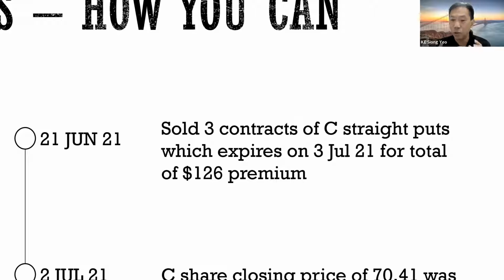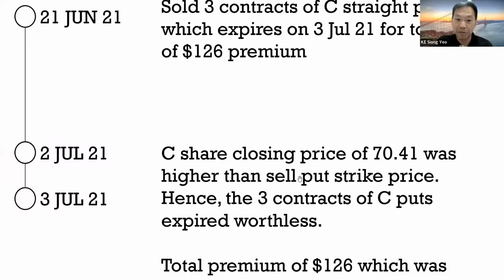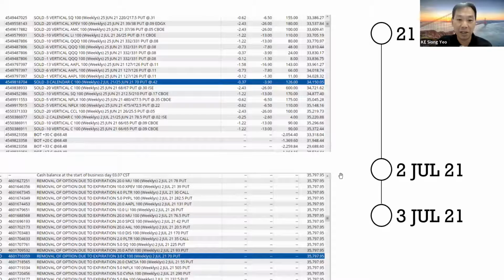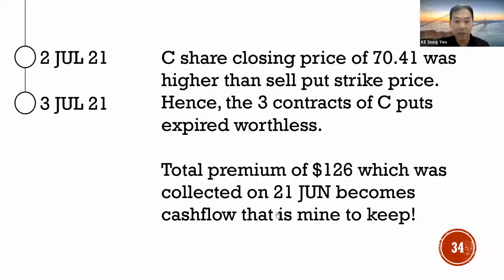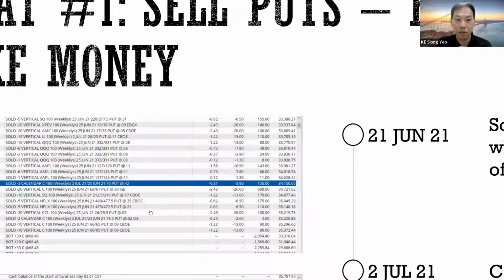It becomes cash flow. It becomes wealth that I accumulated, I generated. It becomes mine to keep forever. So true enough, on 2nd of July, Citigroup share price closed at 70.41, which is higher than the $70. So upon option expiration, because it expired worthless, the $126 premium which I collected 2 weeks ago becomes cash flow that is mine, that is deposited into my trading account and becomes capital that I use to generate even more earnings or returns for subsequent trades. So that is the first of the various option strategies that I use to generate cash flow or create wealth for myself.